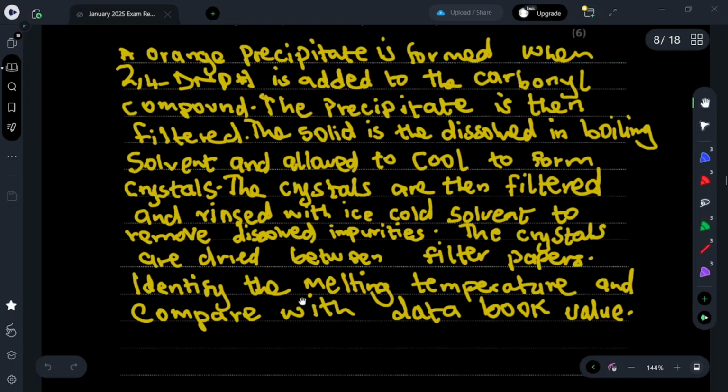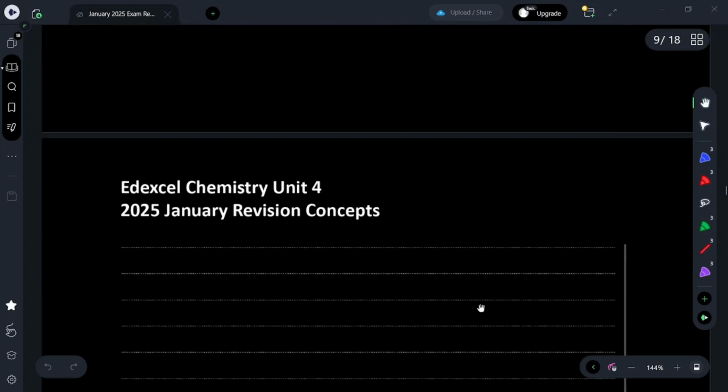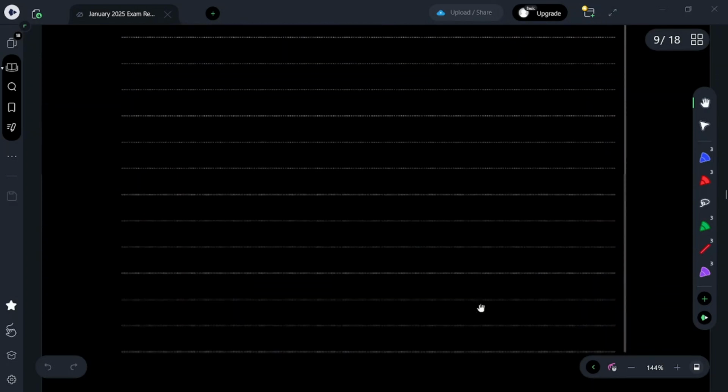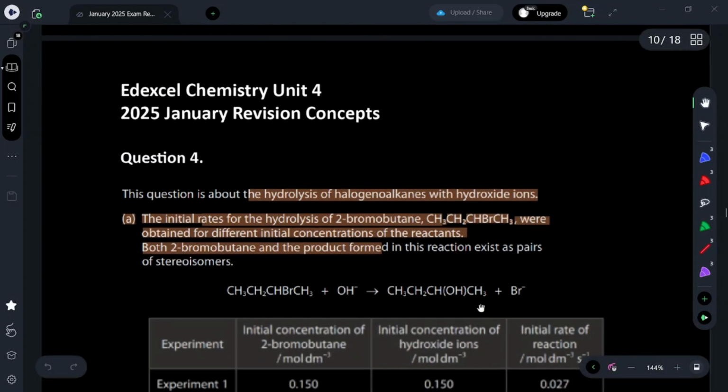And whatever the melting temperature we get, we compare with data booklet values. And this is going to help us to know that this is this derivative, and if this is the derivative, it was obtained from this particular aldehyde or this particular ketone. Nice. All right, we move on to the next question.